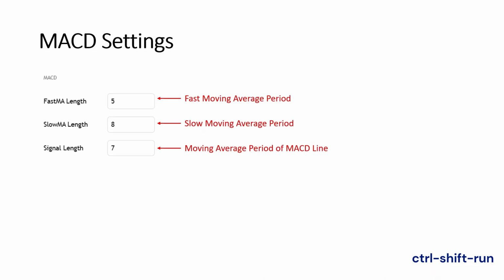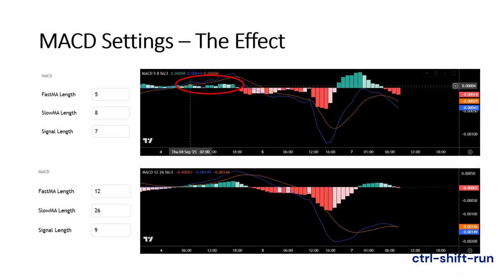Most MACD indicators have three settings that you can change: a fast moving average period, a slow moving average period, and then a signal length, which is the moving average period of the MACD line. So, how do the settings affect the indicator?